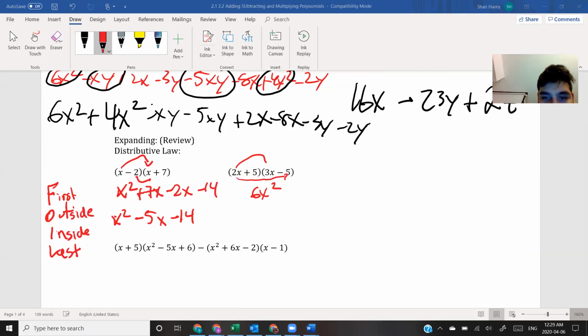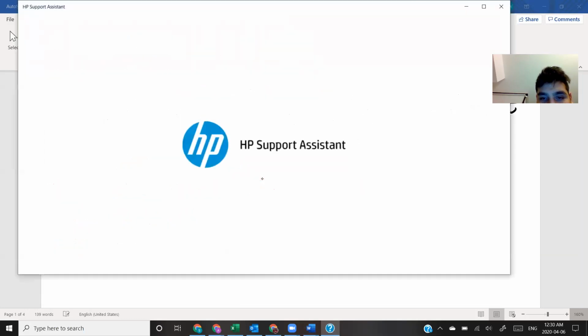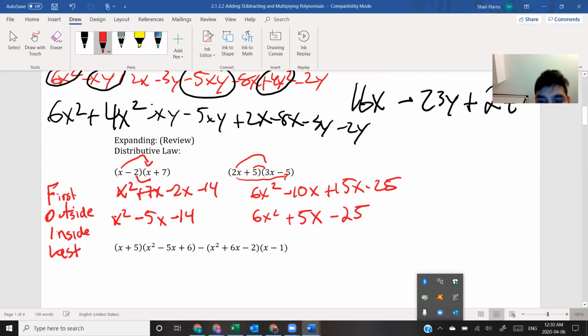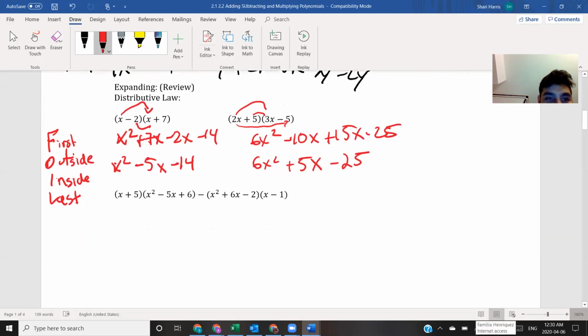Outside, 2x times negative 5 is negative 10x. Inside, 5 times 3x is plus 15x. And plus 5 minus 5 is minus 25. So 6x squared plus 5x minus 25 is our simplified version here.